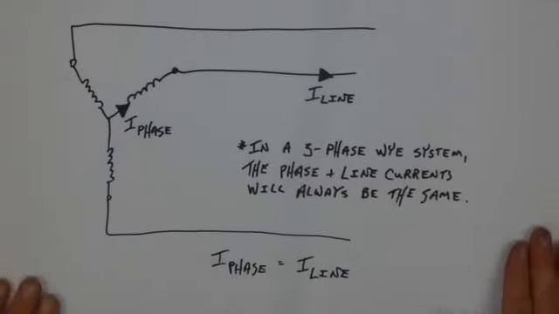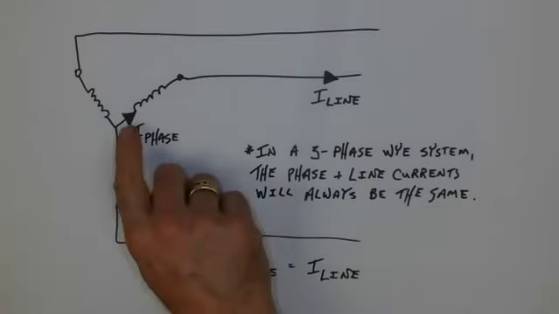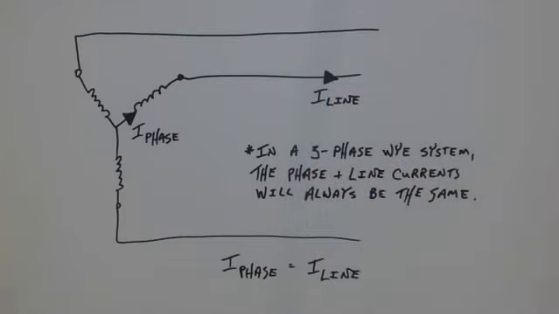If we were to look at the currents of a three-phase system, they're fairly straightforward, and that is due to the phase current being in series with the line current. Now, when we look at a delta system, this will change a little bit. So for Y, simply be aware that phase current is equal to line current.